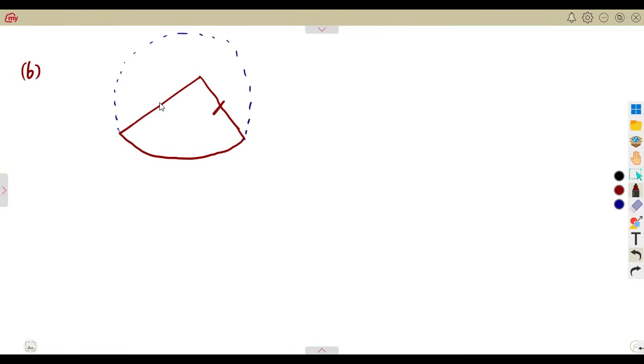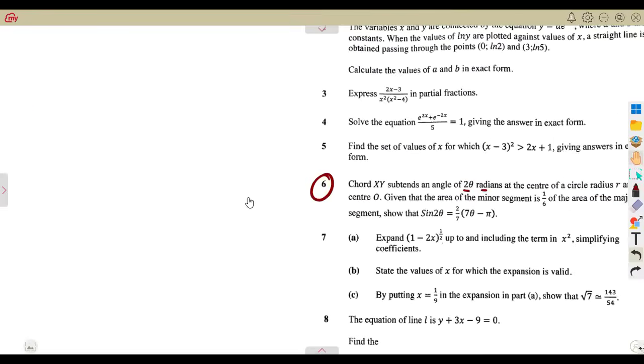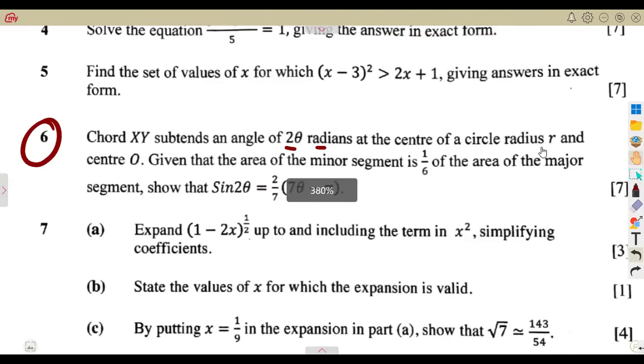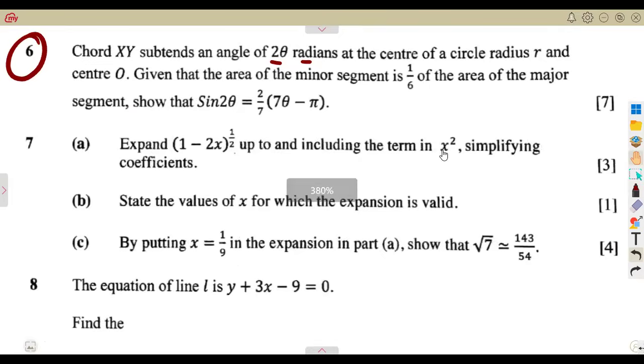So you're given that it's a chord at center O, having radius R, and the angle is given as 2 theta. That is what you're given. A chord, the angle that it subtends is 2 theta, its radius R. Then let's get to the statements now that you're given.